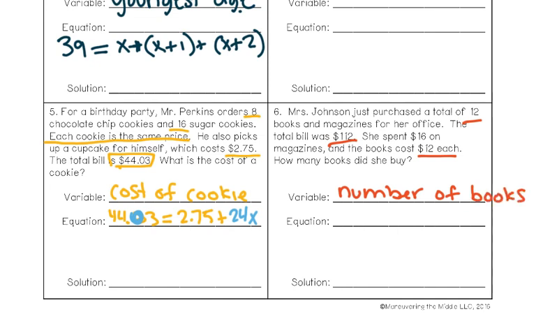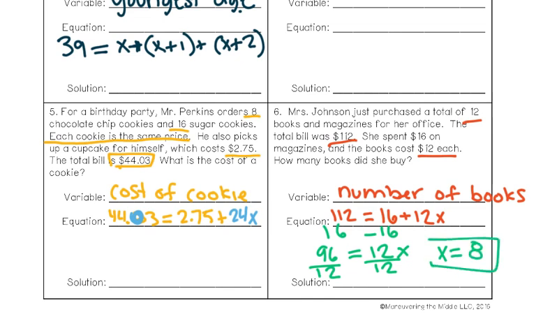We know the total was $112, and that 16 of those dollars were spent on magazines. Adding to that, the $12 each of each book, but the unknown number of books, and that is going to be our equation. In order to solve this, we're going to subtract 16 from both sides, which is going to leave us with 96 on the left side, and we're going to divide by 12 on both sides. Is going to leave us with x equals 8, and that is how many books she bought.